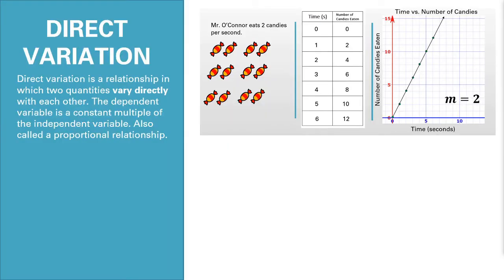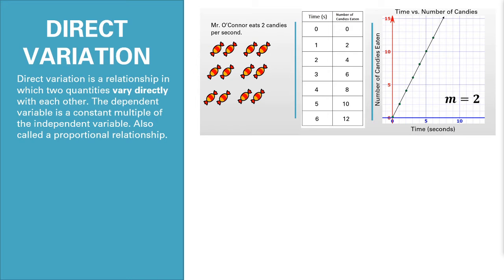Now we're going to try to connect the scenario that I just described with the definition of direct variation. Direct variation is a relationship in which 2 quantities vary directly with each other. The dependent variable is a constant multiple of the independent variable. And direct variation is also sometimes called a proportional relationship.